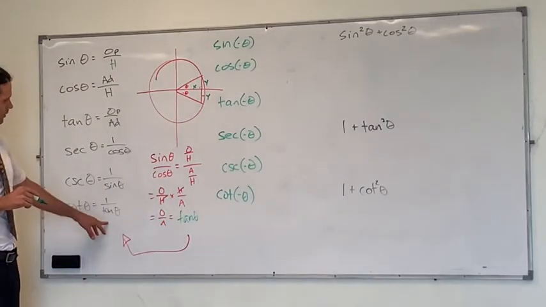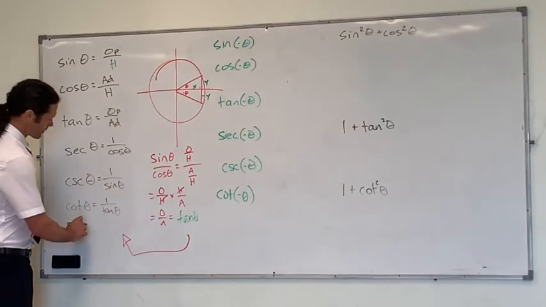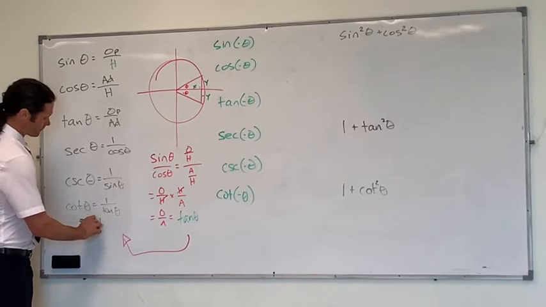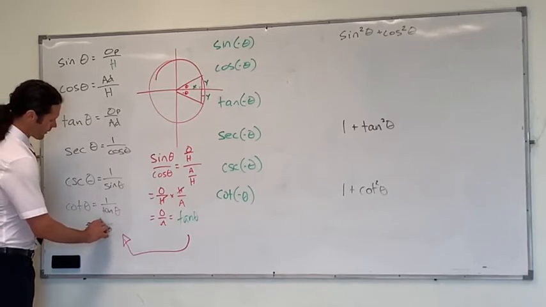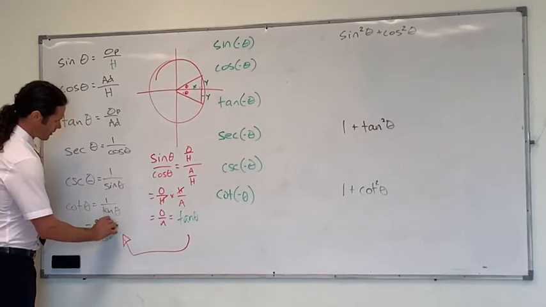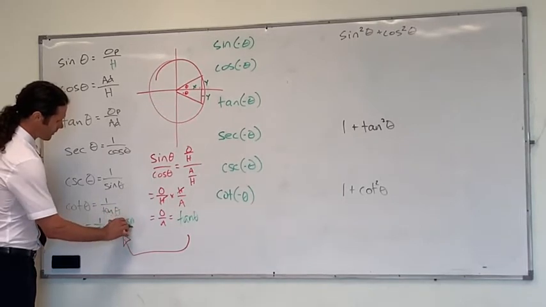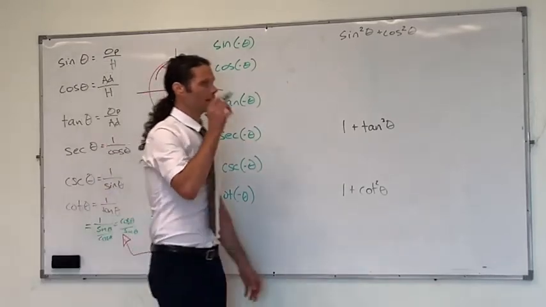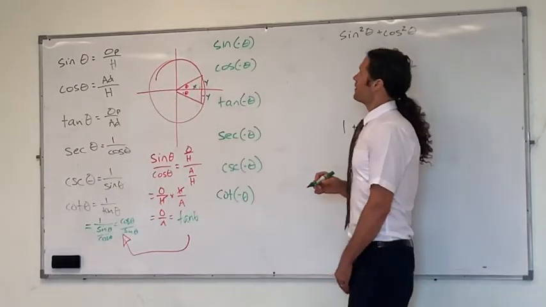If cotangent is 1 over tangent theta, that means it's also equal to 1 over sine theta divided by cosine theta, or cosine theta divided by sine theta. So those are the reciprocal identities. And then we've got our even odd identities.